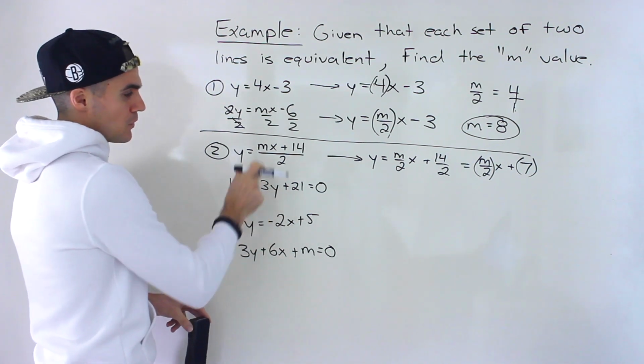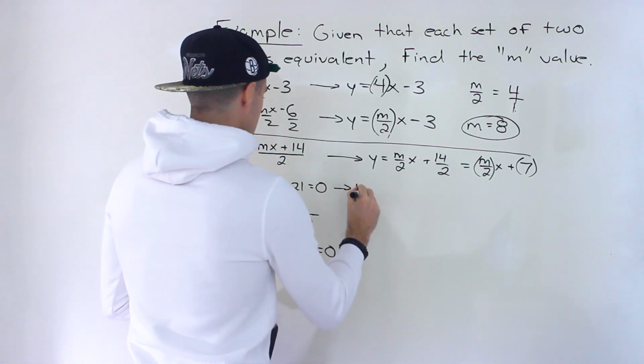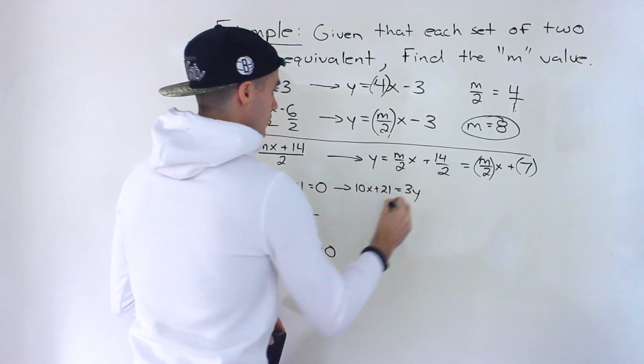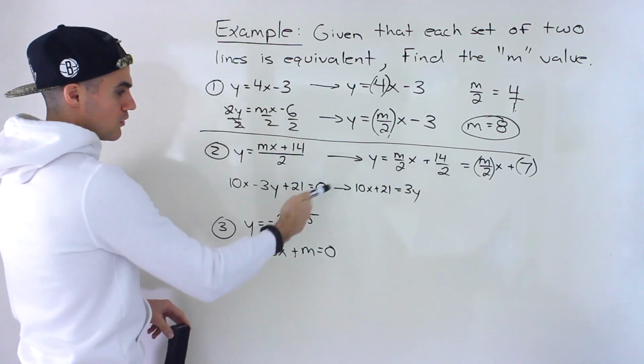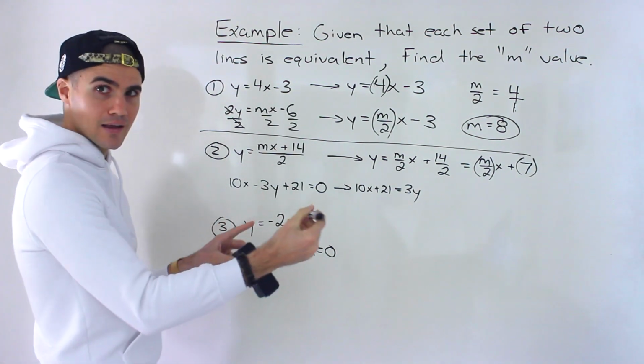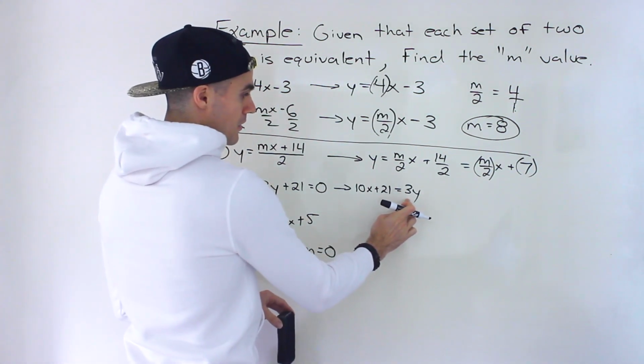Because we have a negative 3y, I'm actually going to bring it over. So this would be the same as 10x plus 21 is equal to positive 3y. Again, you don't have to bring it over. You could keep it here, bring these over, but then you're going to divide everything by negative. You have to make sure you're switching the signs. So I brought it over where it's going to be positive.